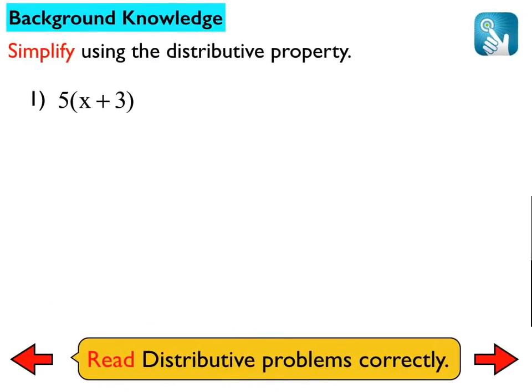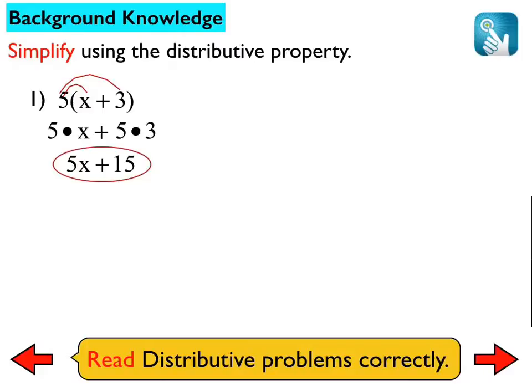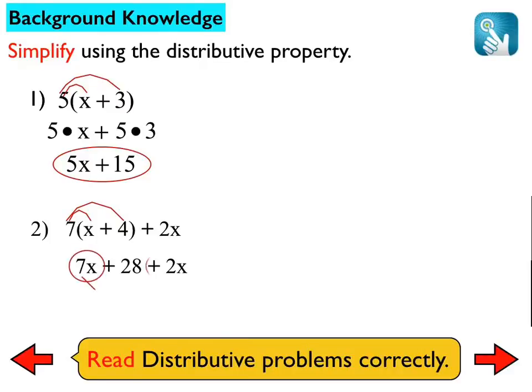This is the kind of problem you do know how to do. 5 times quantity x plus 3. If we were to write out the steps, that's 5 times x plus 5 times 3, which is 5x plus 15. Yes? We know how to do this? Okay, and then if there's combining like terms involved, it's the same thing, distribute. So it's 7x plus 28, and then add the 2x at the end. Then combine the two x terms to make 9x plus 28. Still okay, yes?